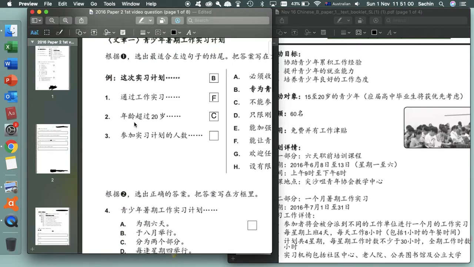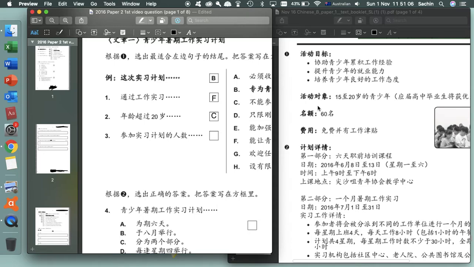Now the final one, 参加实习计划的人数. Now this one's talking about numbers. So we see here we got 5, and I forgot what this character means, but since there's a number here, 60 名. Now 名 is something like 名额, so like to sign up. I'm not sure if it's 名额 or 报名, but anyway, 名 is sort of like places or sort of like the application you can put on.